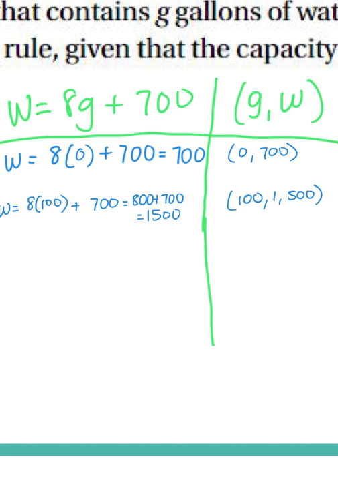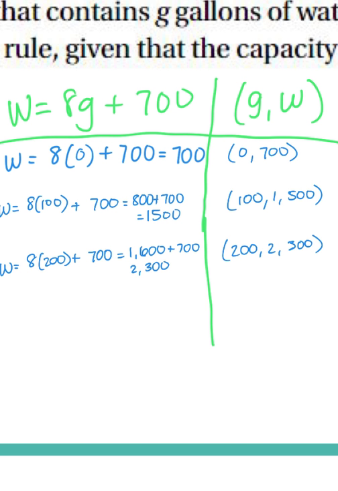Next, we've got 200. So W equals 8 times 200 plus 700. 8 times 200 is 1,600. And then we're going to add 700 to that. What we get here is 2,300. And that is going to be 200 comma 2,300.